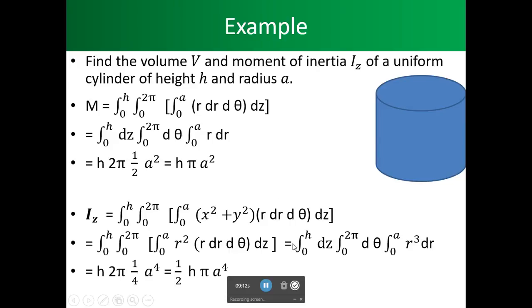d theta goes from 0 to 2 pi, dz goes from 0 to h as the height. If we look at this here, we get h, because the lower limit drops out. The lower limit on the d theta drops out, goes to 0, so we have 2 pi. We have h times 2 pi so far. We take the integral of r cubed dr, and what we get is 1/2 h pi a to the 4th power. So we found both, and it didn't take much.